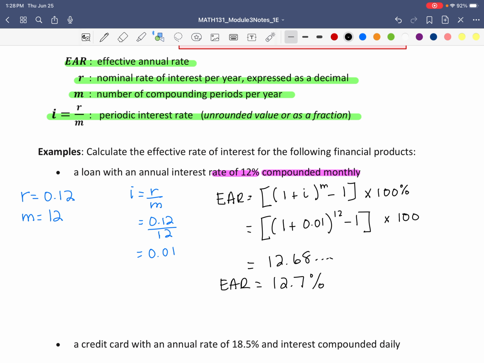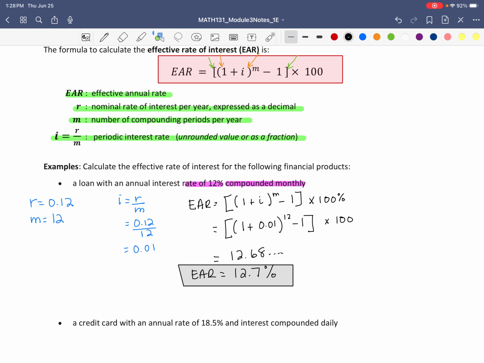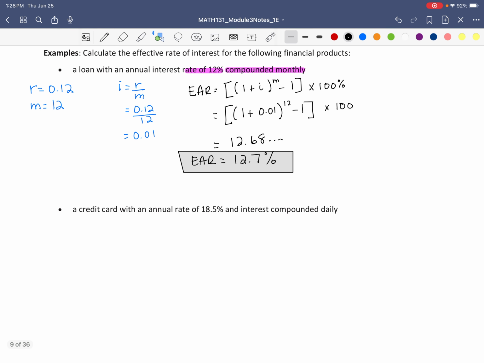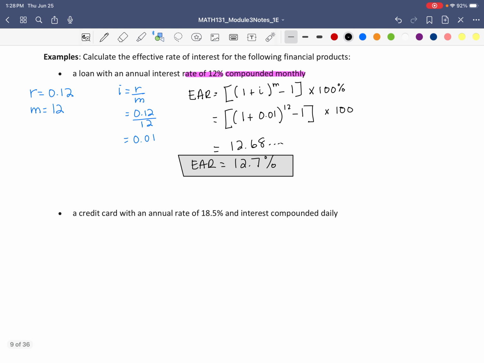Okay, so what this is saying is that even though it's telling us it's a rate of 12%, because of it being compounded, actually in 1 year, you're going to be paying 12.7%. So it's taking in that compounding in order to understand how much this is actually going to cost in the end.